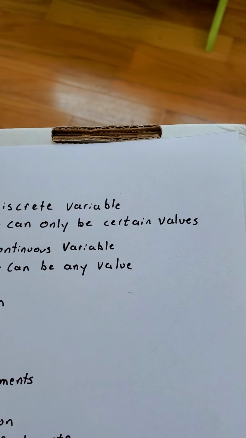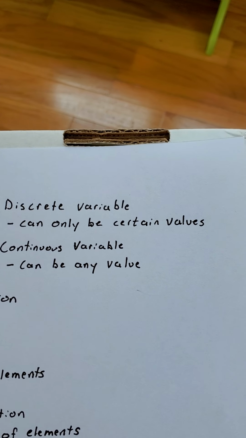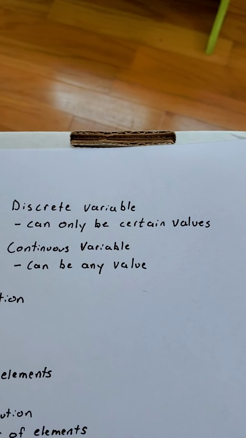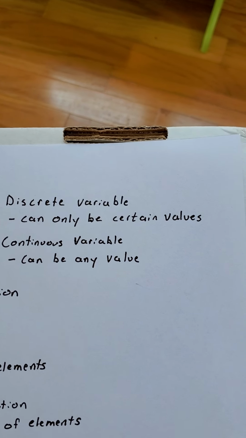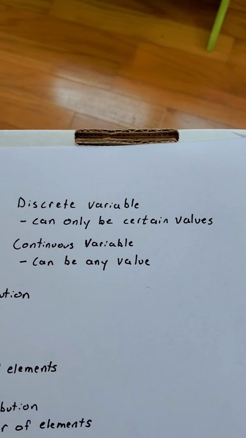The sides of a coin. You have the heads and then you have the tails. So there are two sides of the coin. There are no other sides of the coin. So they can only be certain values.